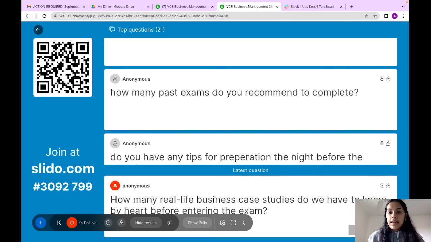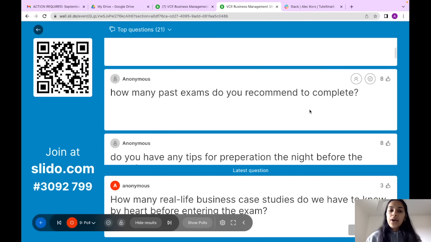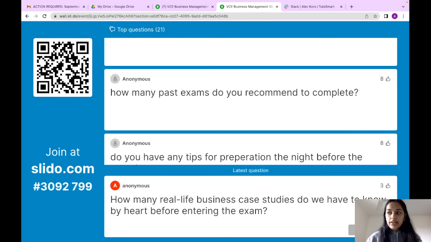How many past exams do you recommend to complete? I can't give you a figure, because it depends on you as the individual and how much practice you feel you need. But it's always good to complete at least 10. I always say the first two or three exams that you do, do it open book. It doesn't have to be under strict exam conditions, just so that you're able to remind yourself and revise the content. But after that third one, you should probably begin doing it in strict exam conditions.